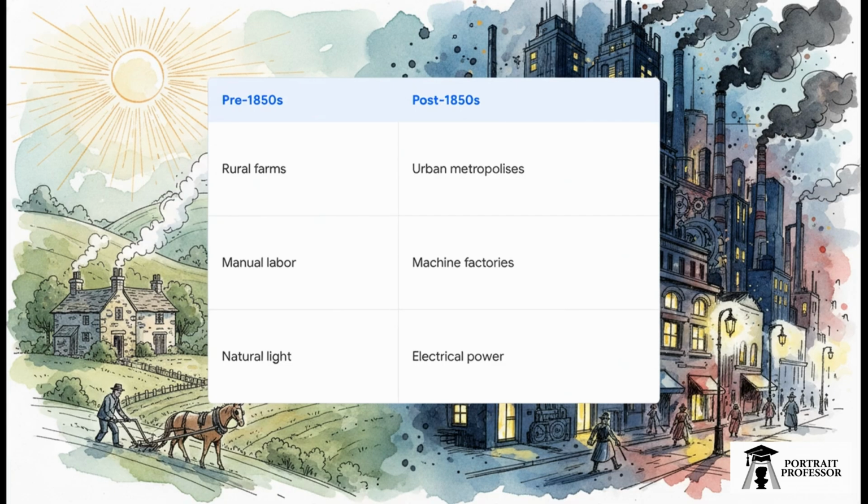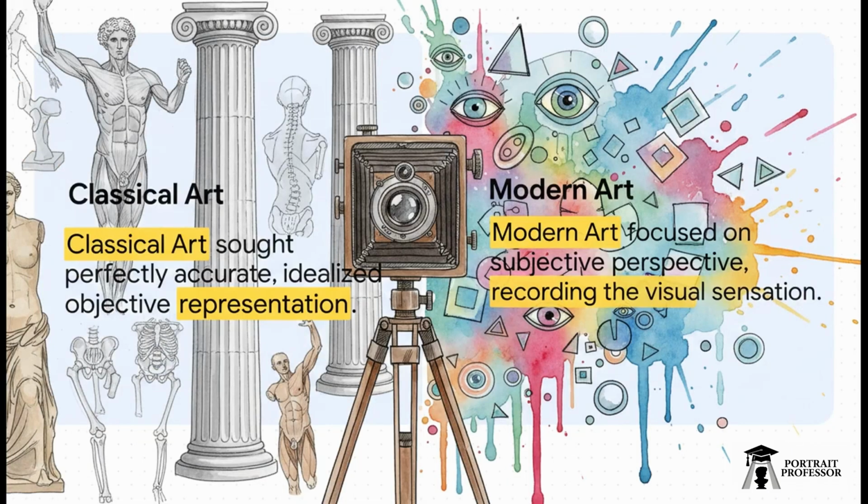Artists woke up in this totally new, bustling visual landscape, and they desperately needed a new visual language to capture it. And there was another massive technological shift right around this time, the invention of the camera. Classical art had always strived for idealized subject matter and perfectly accurate objective representation. But if a photograph can instantly capture perfect realistic detail in a fraction of a second, what on earth is the painter's job? Modern artists had to pivot entirely to subjective expression just to stay relevant.